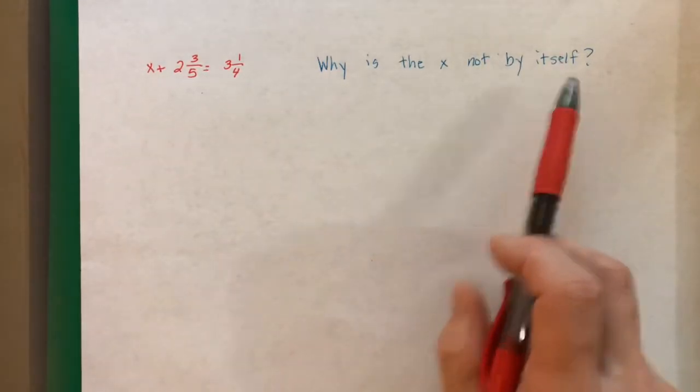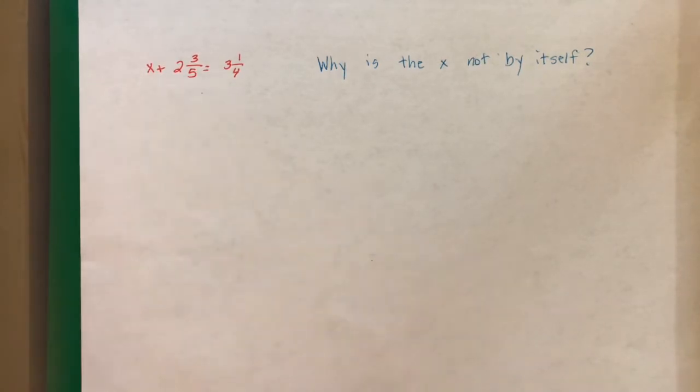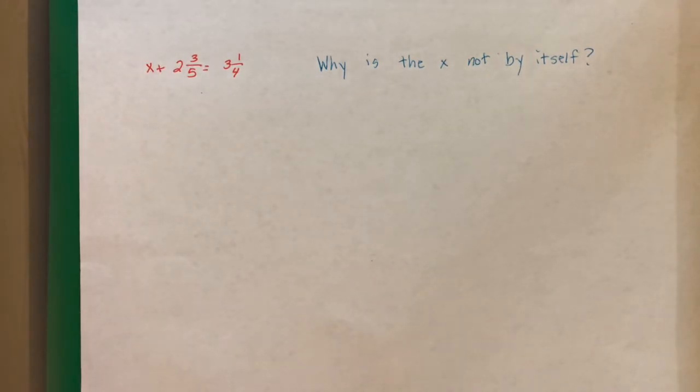Why is the x not by itself? The x is not by itself because it's being added by 2 3/5. How do we undo adding? What's the inverse operation? It is subtracting.